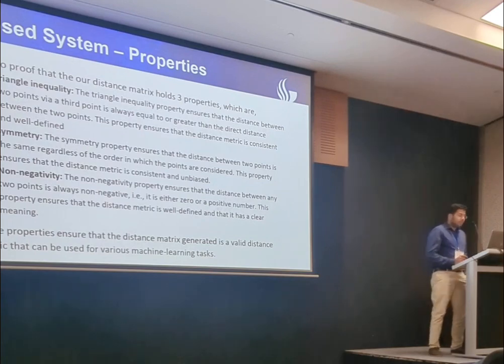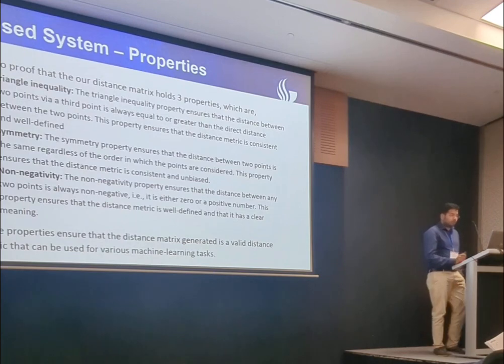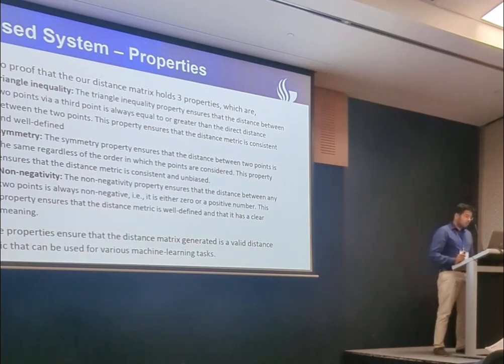Since we have our distance matrix, we can prove, after applying the RBF kernel and having the kernel matrix, that these are the properties which come along with a kernel matrix, like triangle inequality. The triangle inequality property ensures that the distance between two points via a third point is always equal to or greater than the direct distance between the two points. This property can be justified only if we have applied the kernel and have a kernel matrix out of a distance matrix. Symmetry is another property which is proven if we have a kernel matrix. It ensures that the distance between two points is the same regardless of the order in which they are considered. And the non-negativity property ensures that the distance between two points is always non-negative, which is obviously because there cannot be a negative distance between two points.